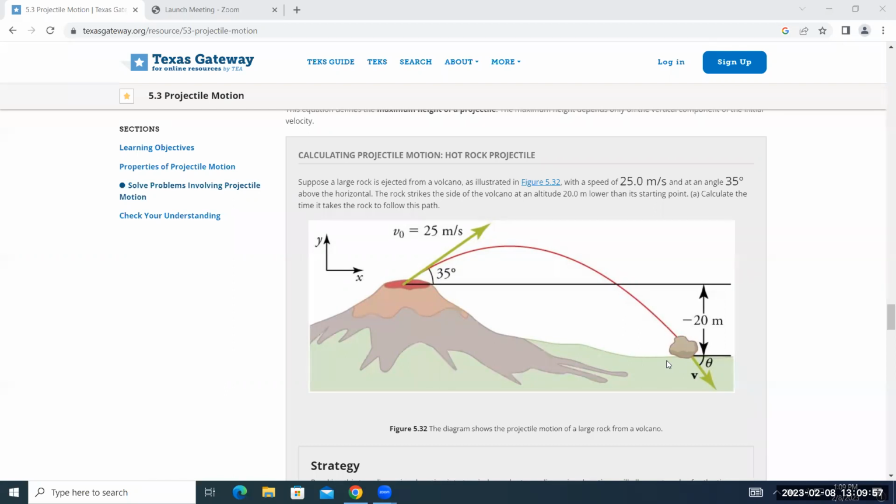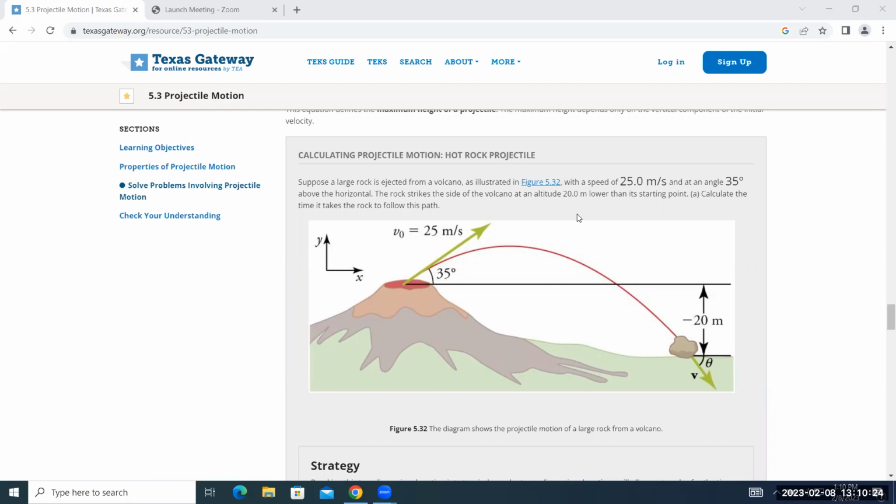We also know that the initial velocity of the rock that's being thrown out of this volcano is 25 meters per second. This is a question that comes up often. When do we mean this thing is traveling at 25 meters per second? I'm talking about the instant it starts moving.